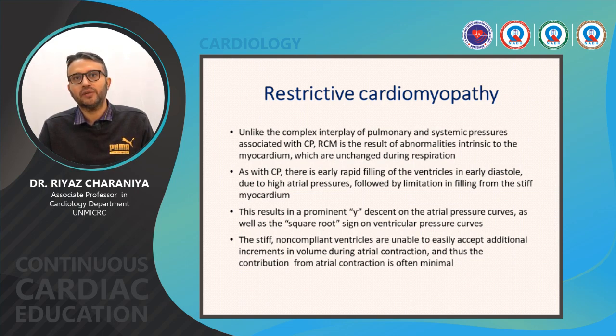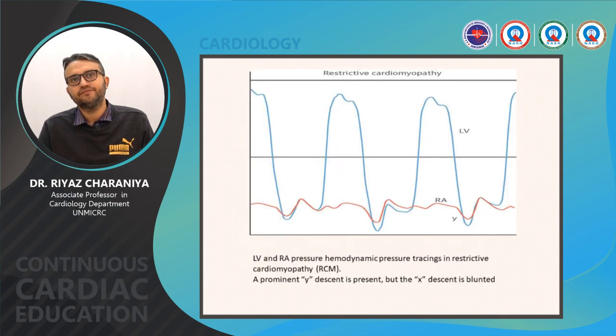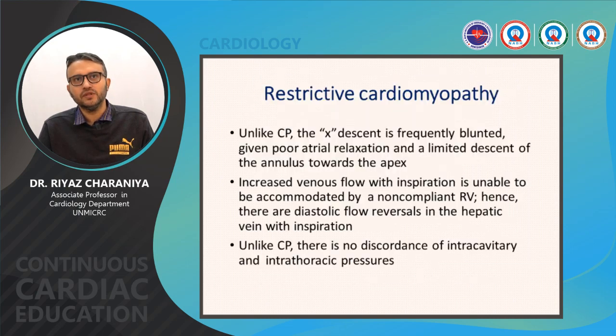The stiff non-compliant ventricles are unable to easily accept the additional increments in volume during atrial contraction, and thus the contribution from atrial contraction in restrictive cardiomyopathy is very minimal. So here you can clearly see the atrial waves. You will see a prominent Y descent, but the X descent is blunted. Unlike constrictive pericarditis, the X descent is blunted given the pure atrial relaxation and the limited descent of the annulus towards the apex. There is no discordance between the intracavitary and the intrathoracic pressure.